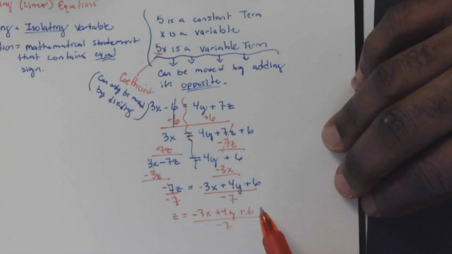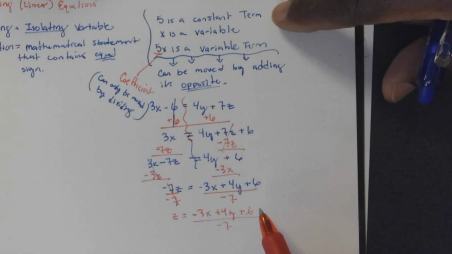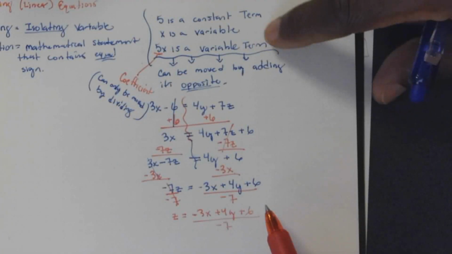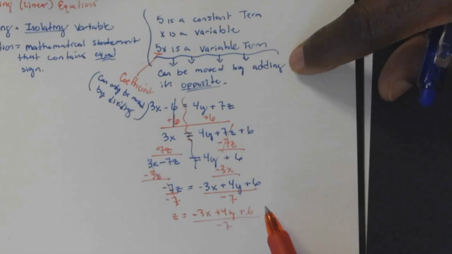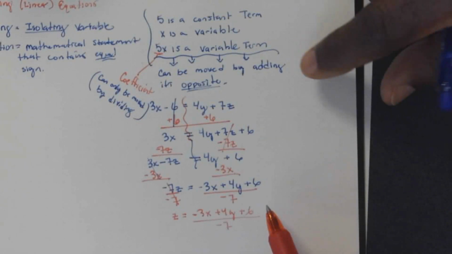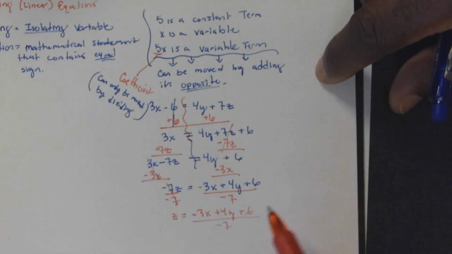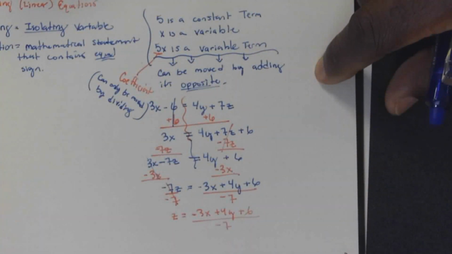So in this little intro, what we tried to go back over is the fact that we can identify the difference between a constant term, a variable, and a variable term. That these can only be moved by adding its opposite. The only one that can be moved by dividing is the what? Coefficient. That's what the intro of this lesson was.